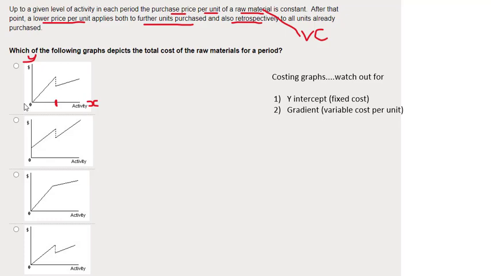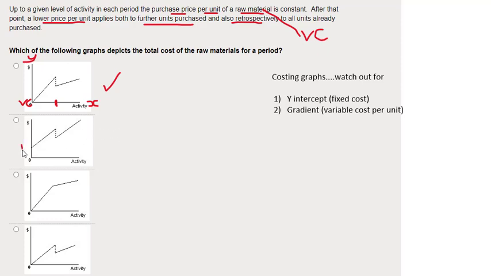Okay, this first one, I like it because it tells me it's a variable cost because of the intercept. And look what happens to the gradient. It's a steep gradient to start with, up to this purchase point. Then the overall cost drops and the gradient is less steep, so the cost per unit drops. That one looks like it's the correct answer to me. But let's make sure the other ones are incorrect.